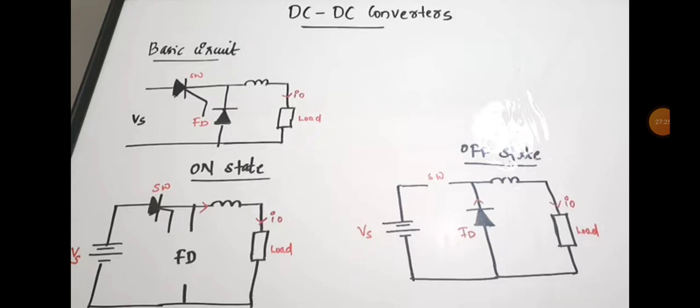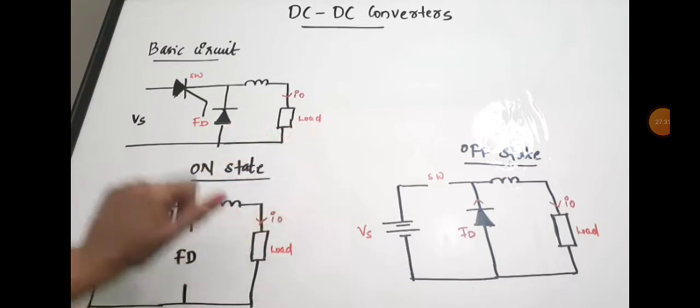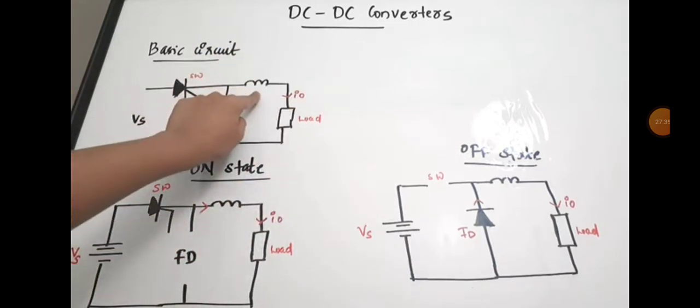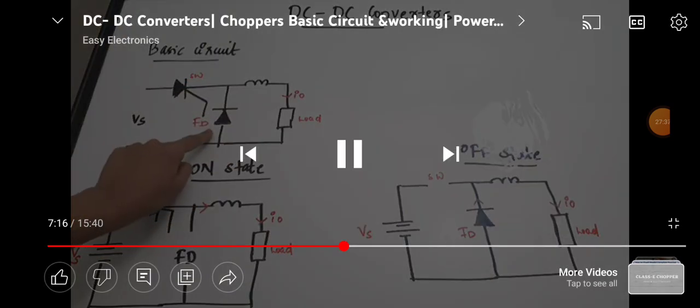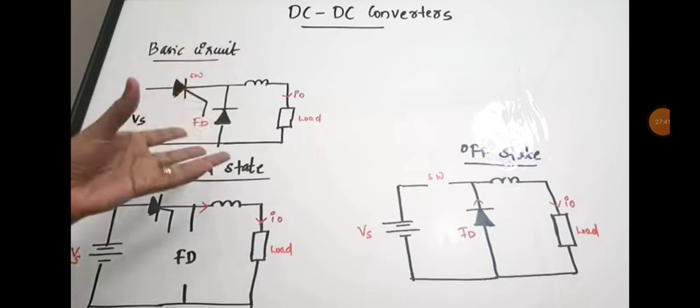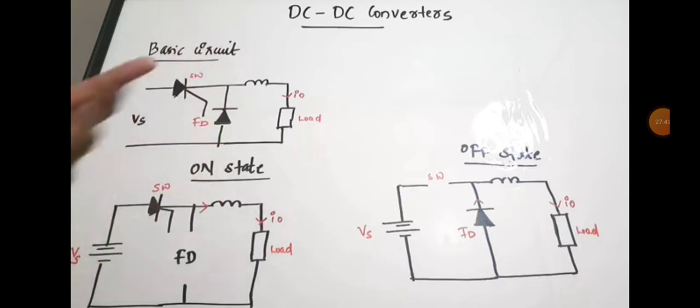Okay, so the basic circuit diagram consists of a source side, this source voltage is Vs, there is a load, and across this load we'll be getting our output voltage. There is an inductance, there is a freewheeling diode. In some circuits there will be a freewheeling diode, in some circuits there won't be. While discussing step up and step down, you will get to know more details.